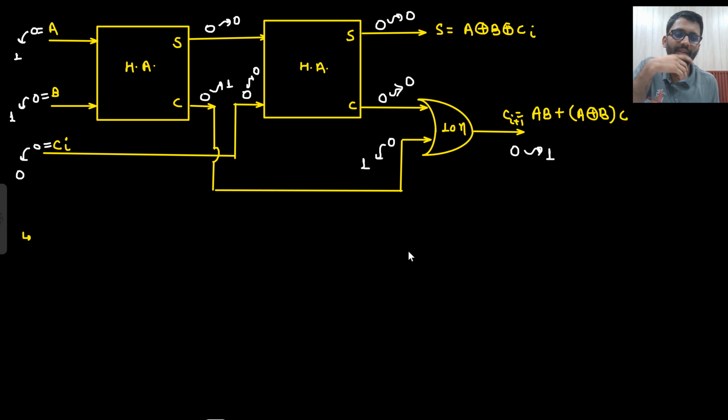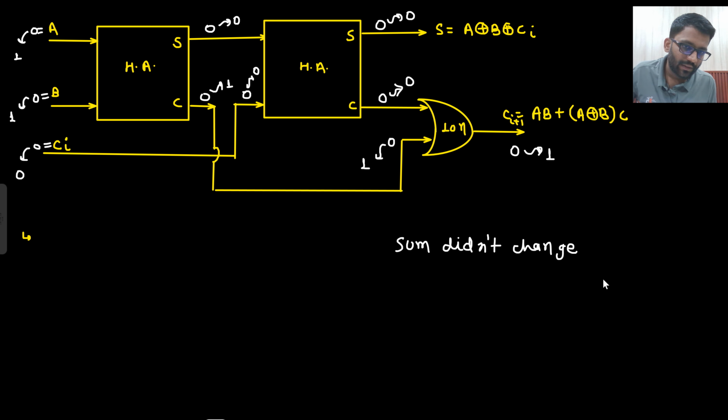0 nanosecond. Say yes or no? Because for t less than 0 your output was 0 only, and here also your output is 0 only. This output did not change. Sum did not change. That means sum will be stable at t equals to 0 nanosecond only.